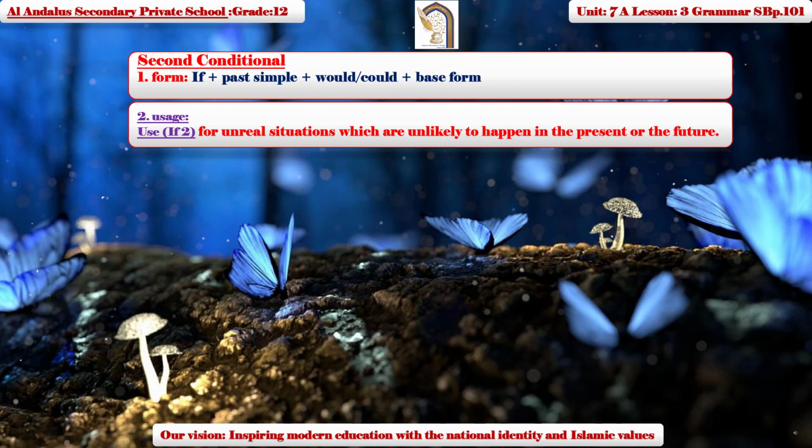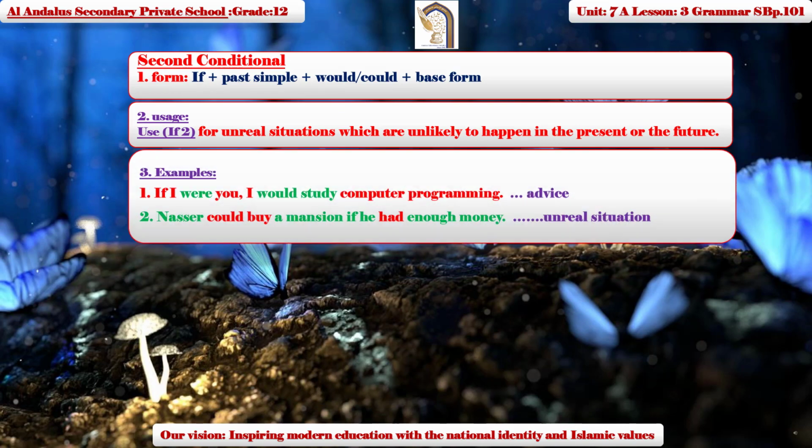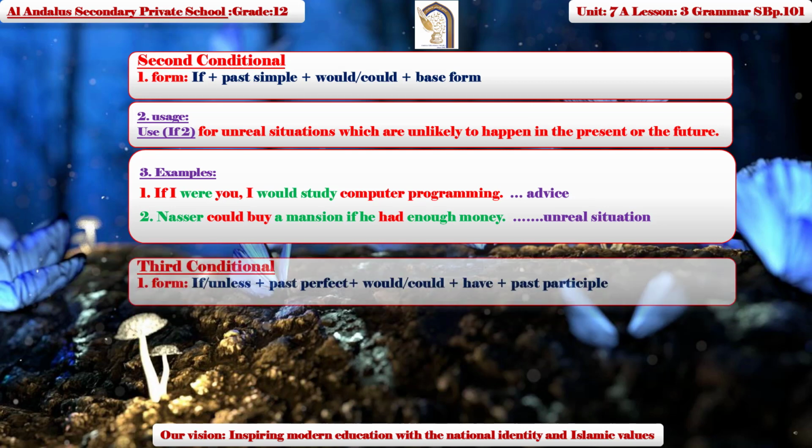We use conditional sentences type 2 for unreal situations which are unlikely to happen in the present or the future. Examples: if I were you, I would study computer programming. As you can see, this sentence has the sense of advice. Another example: Nasser could buy a mansion, a huge house, if he had enough money. Of course, this is an unreal situation at the present time because actually Nasser doesn't have enough money at the moment.